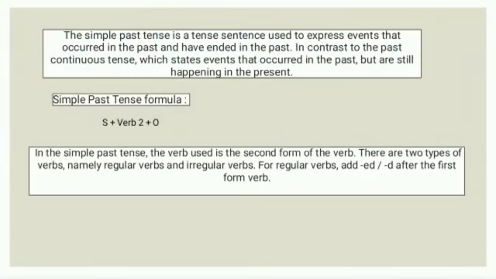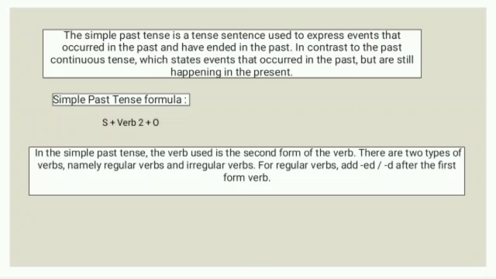The simple past tense is a tense used to express events that occurred in the past and have ended in the past. In contrast to the past continuous tense, which states events that occurred in the past but are still happening in the present. Simple past tense formula: subject plus verb 2 plus object. The simple past tense uses the second form of the verb.